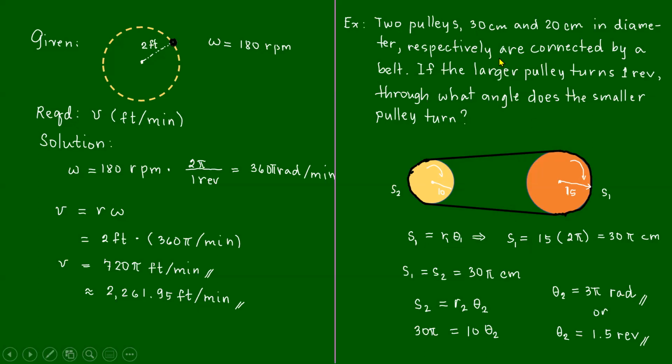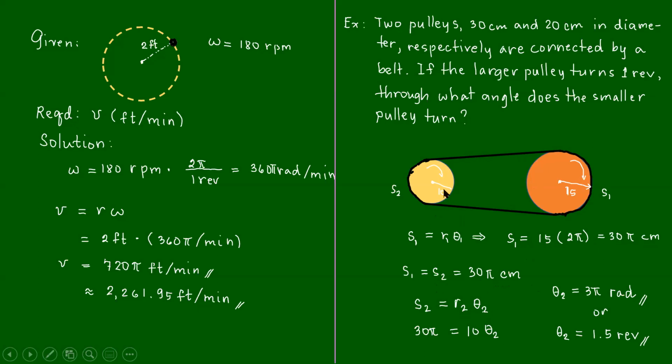Diameter is 30, no? 15 radius for the smaller one, 10. So 15 times 2 pi, so R theta. That is 35 centimeters. So S1, at the point on the bigger circle or pulley, travels 35 centimeters. That is the same distance traveled by the point on the smaller pulley. So 35 centimeters also. We know already S2, so we can now compute theta 2 because we know R2.